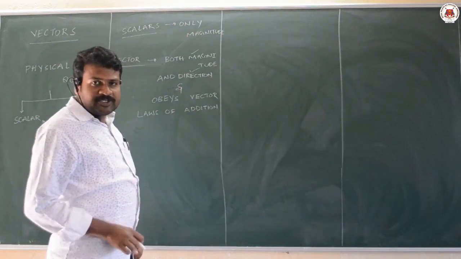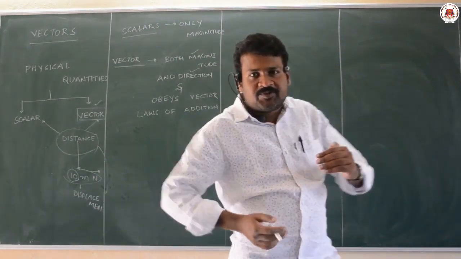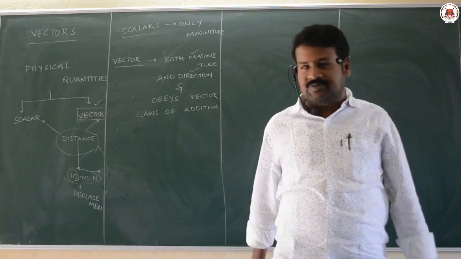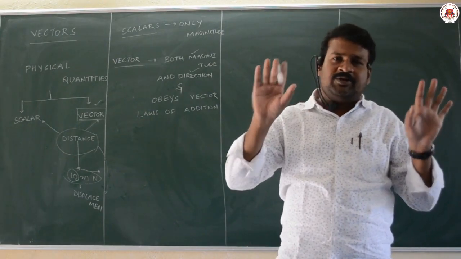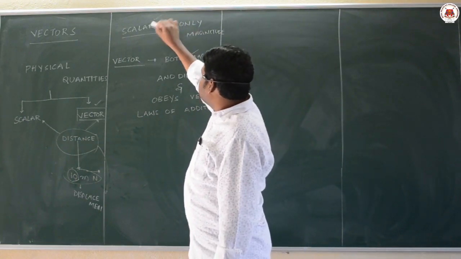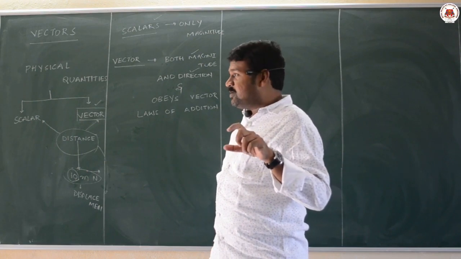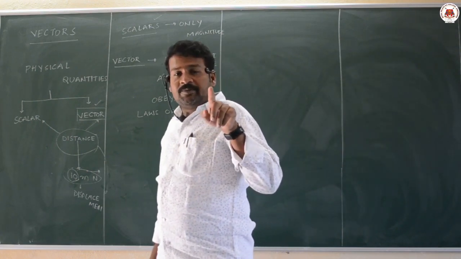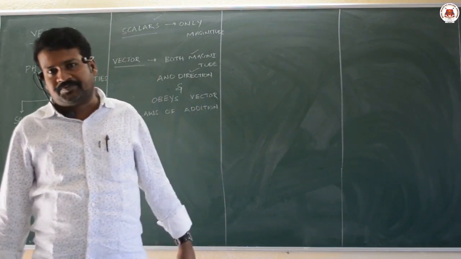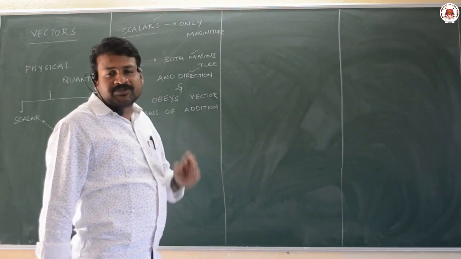What you have to remember is that any physical quantity from now onwards, from first PUC to second PUC, until you write your competitive exams, whatever physical quantity you are learning, should be either a scalar or a vector. That means that physical quantity should have magnitude as well as direction, or it may have only magnitude. This is the definition of vectors.